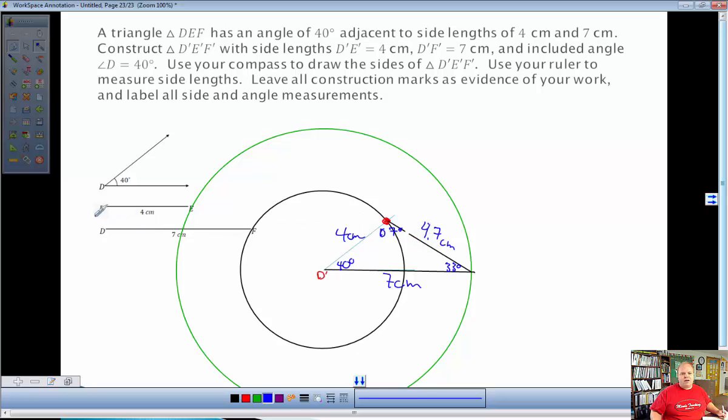So if you wanted to, you could just measure these out. Measure out from this point here 4 centimeters, measure out this point here 7 centimeters, and then connect them. That's another way you could do it too. But the more we can use some of these tools, the closer we're going to get. And I don't care which way you do it. Alright, let's look at another problem.